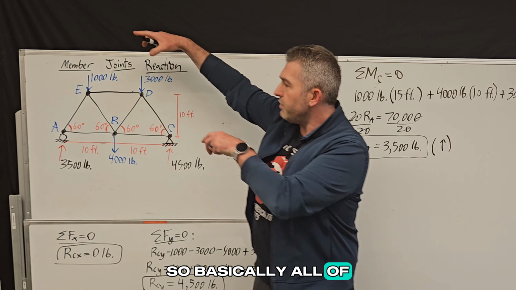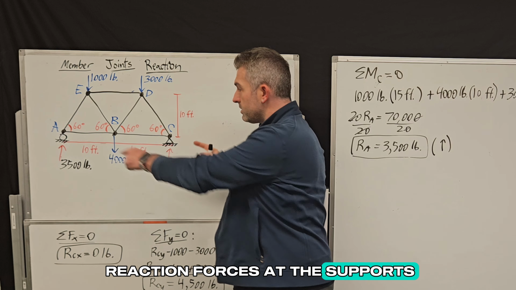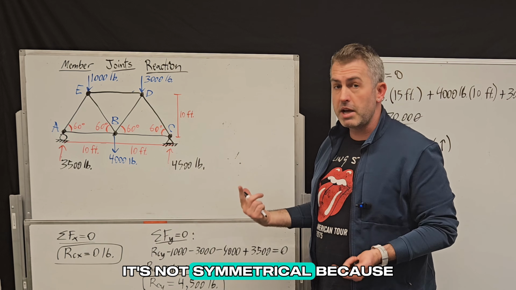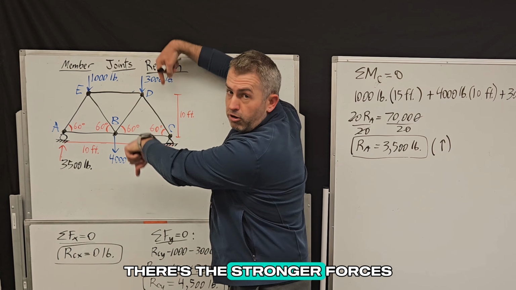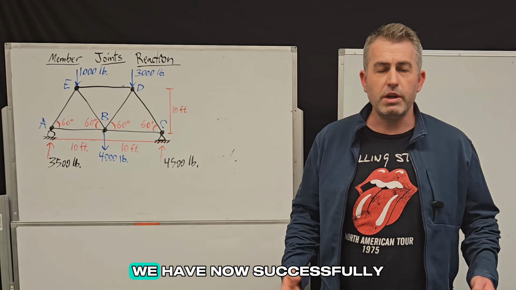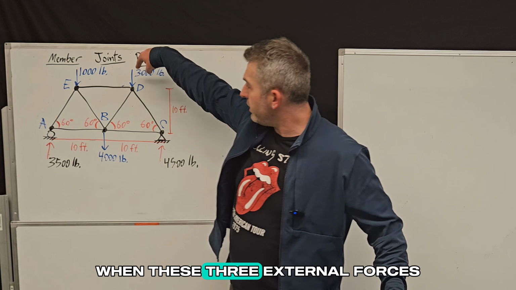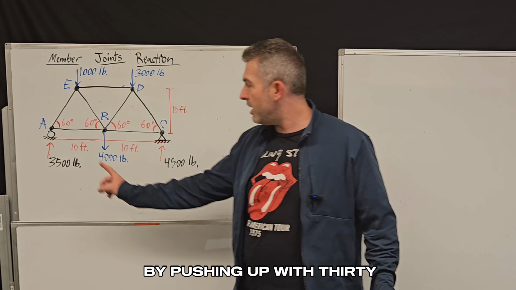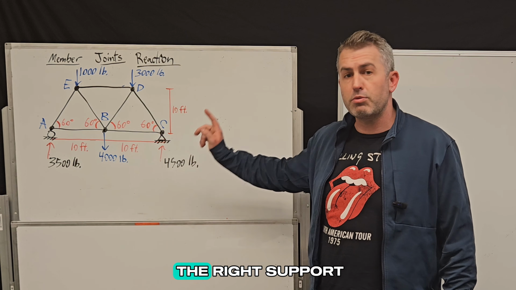So basically, all of these external forces pushing down has caused these two reaction forces at the supports to push back up on the bridge, but they are unequal reactions, right? It's not symmetrical because if you think about it, there's more force on the right side of this bridge. There's the stronger forces on this side. So this support has to do a little bit more work to hold the bridge up. We have now successfully found our two reaction forces for our truss. So when these three external forces push down on the bridge, the two supports react by pushing up with 3,500 pounds on the left support and with 4,500 pounds on the right support.